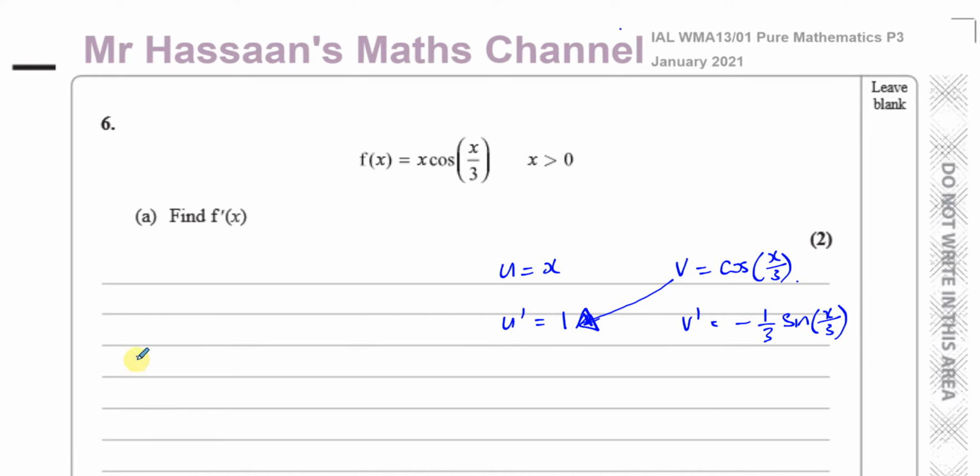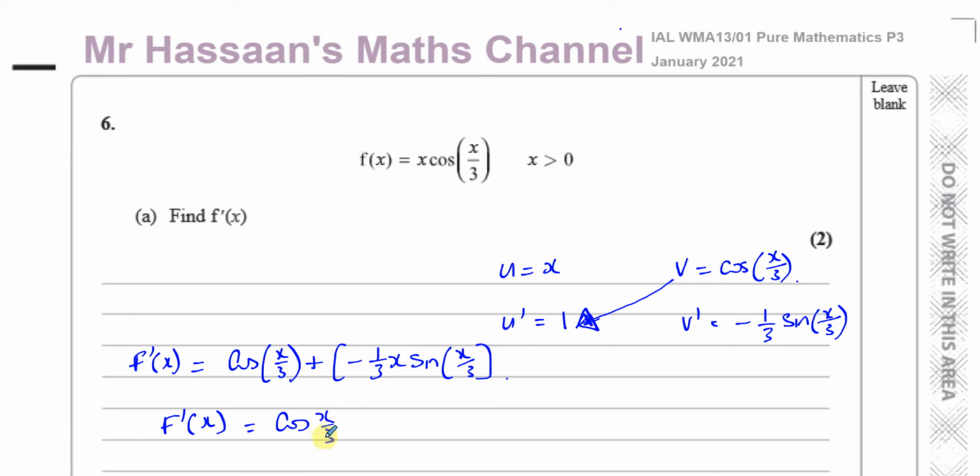So we're going to have f dash of x. The differential of this is going to be 1 times cosine x over 3, plus x times minus 1/3, so minus 1/3 x times sine of x over 3. Then I can simplify that: cosine of x over 3 minus 1/3 x sine of x over 3. And there's the answer to part A.